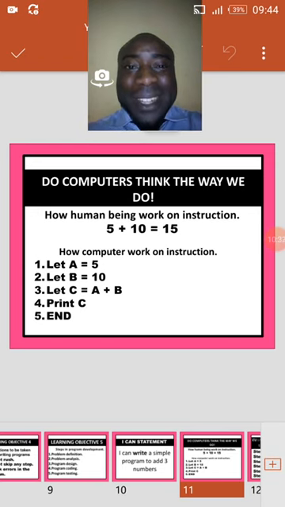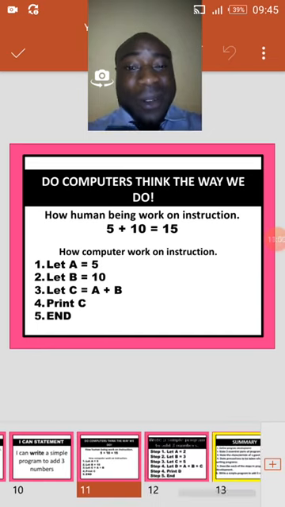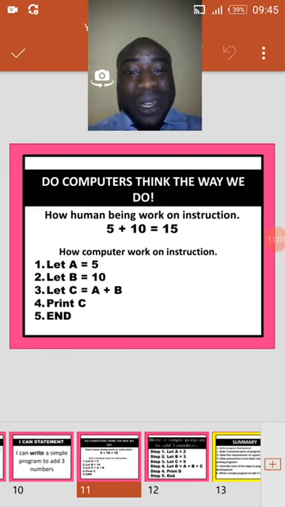Why do we have end in the program? It's because, like you, as a human being, you always sleep at night, because in computer too, there's no program that can run forever. There must be a time where the program will stop. Just like we turn off and switch off the computer. So the program must end. Alright. So that's how a computer work on instruction. But as you can see, it's a human being that think for the computer.